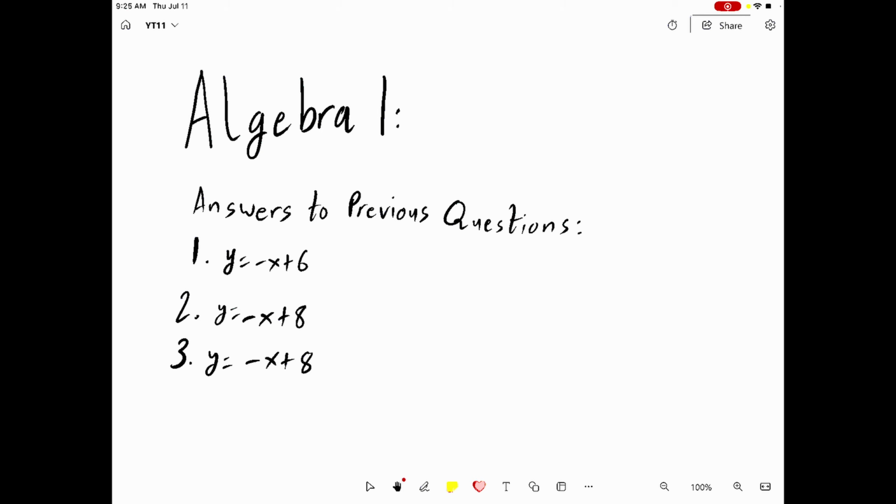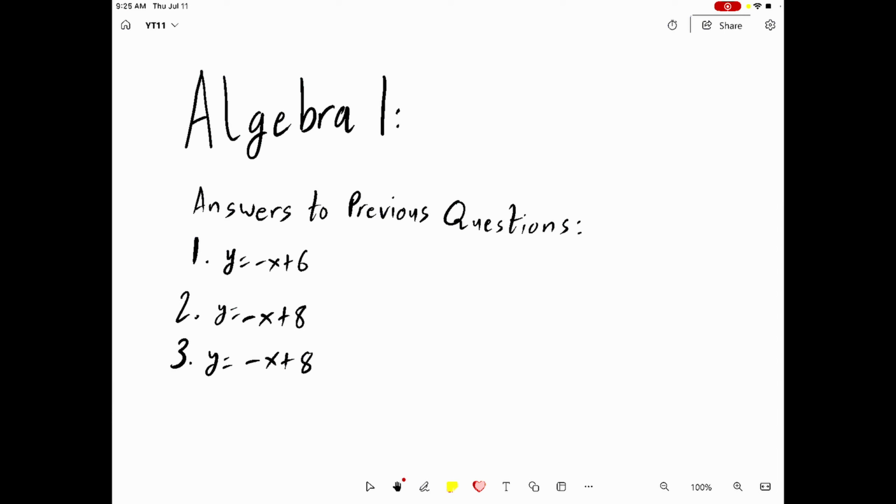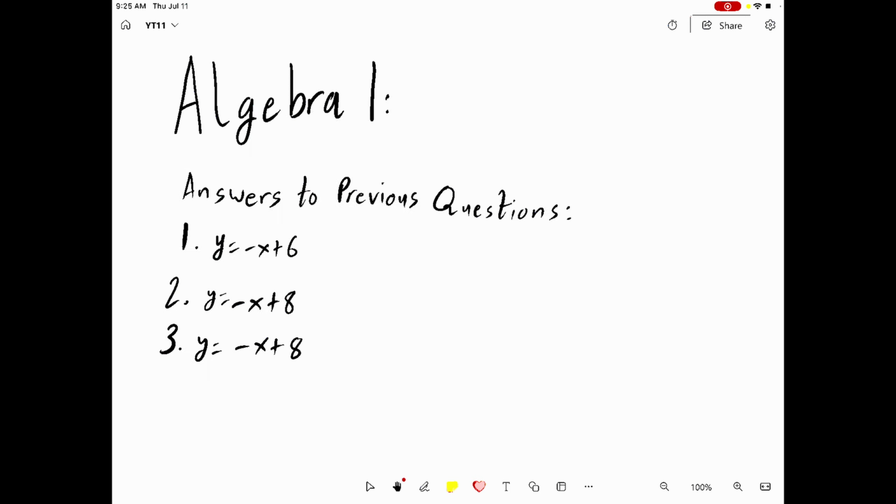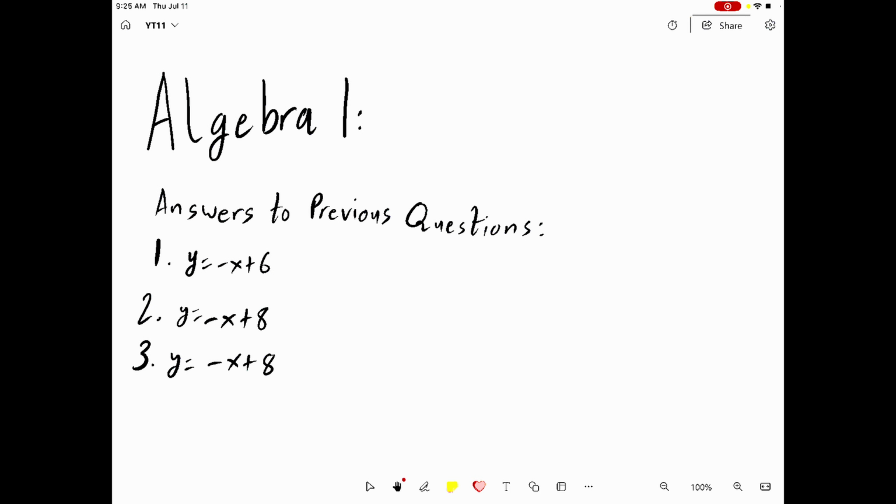But without further ado, let's get into our answers to our previous questions. First question's answer is y is equal to negative x plus 6. Our second question's answer is y is equal to negative x plus 8. And our third question's answer is y is equal to negative x plus 8, which is actually the same thing as our second question's answer.